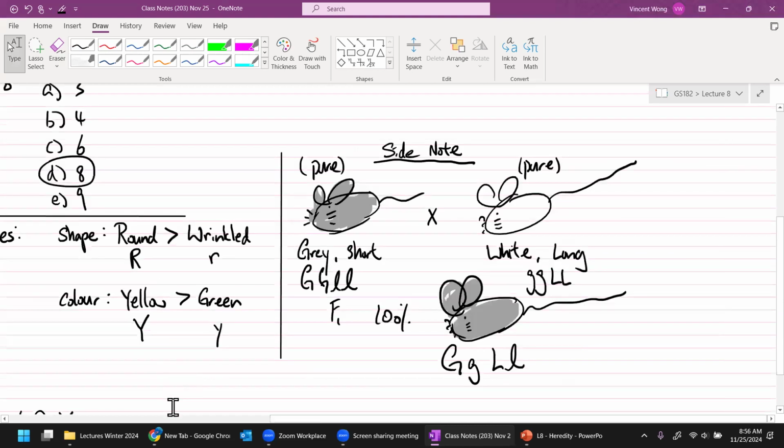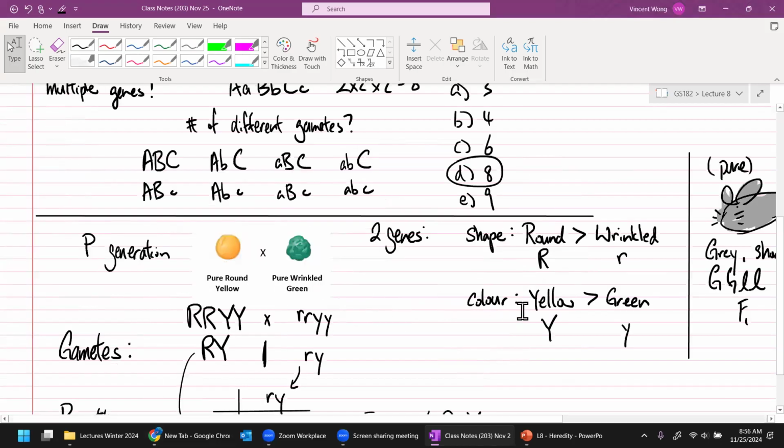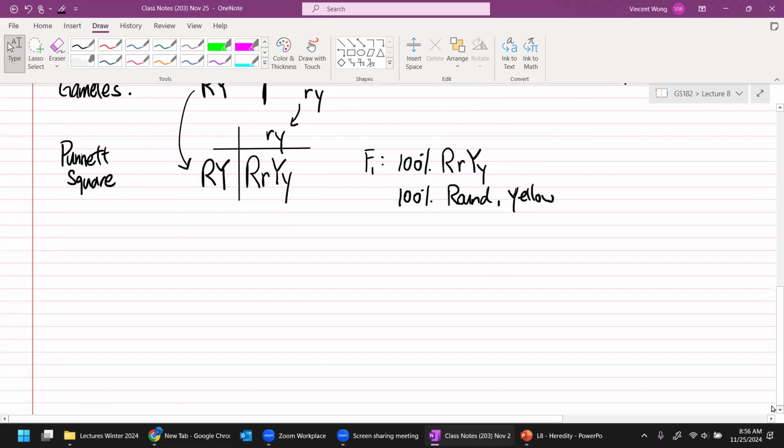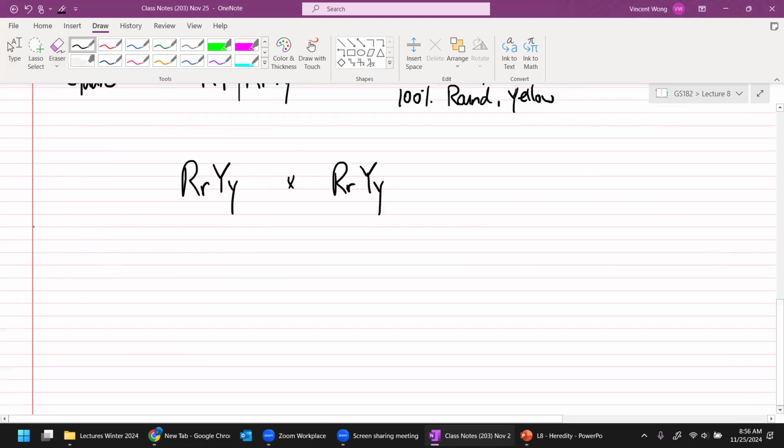Great. You guys look the same when you get it, and also when you don't get it. It's really hard. Okay, so moving on. Now we're gonna look at the F2 generation. F2 is when you take two individuals from F1 and you cross them. So now you're gonna have big R, small r, big Y, small y, cross with the exact same thing. Okay, so this is gonna take some time. Here we go.